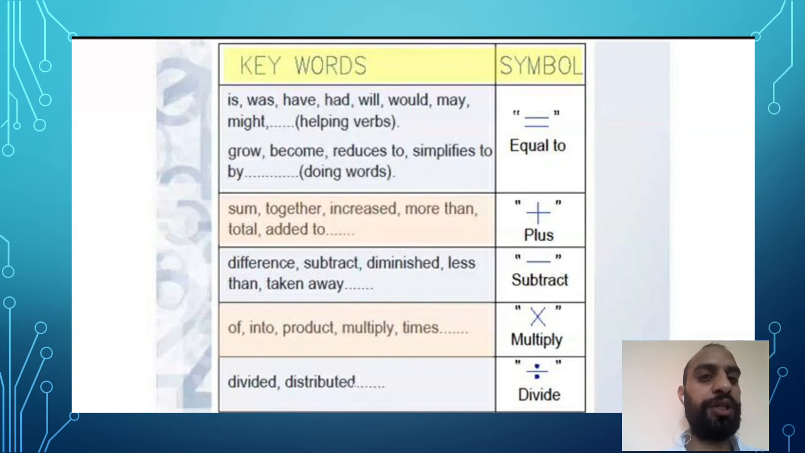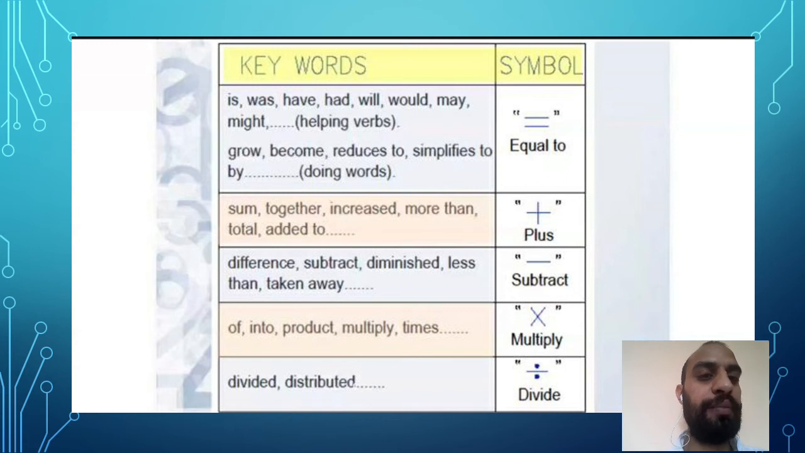So let's see, my dear student, in a statement type question, if it is written is, was, have, had, will, would, may, might, these are helping verbs. These are helping verbs, and these all stand for the equal to sign. And sometimes it is grow, become, reduce, or it may be simplifies too. These all are doing words, helping words and doing words. They combine with each other and make the equal to sign.